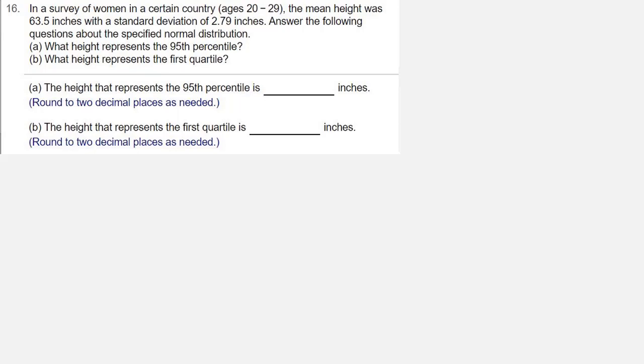A. What height represents the 95th percentile? B. What height represents the first quartile? So we're going to start with part A.